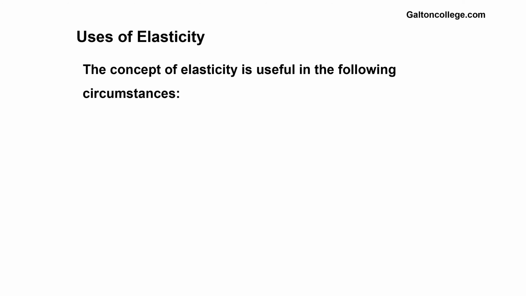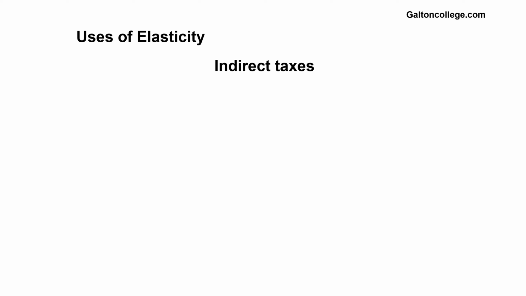Now, the uses of elasticity. Well, the government wants to know, because the government imposes a tax on goods. It doesn't want to impose a tax on something that nobody's going to buy.